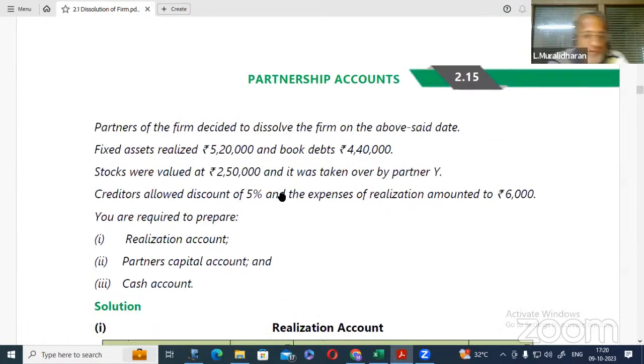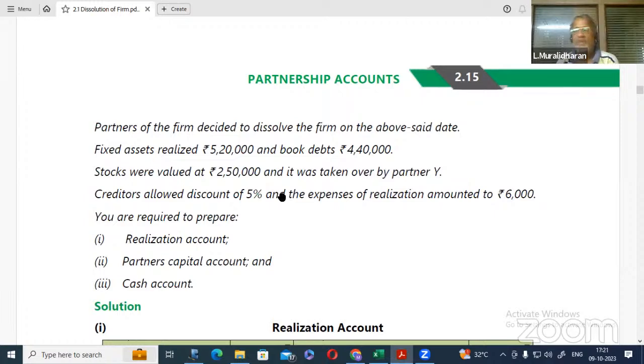The partners of the firm decided to dissolve the firm on the above date. Fixed assets realized 520,000, book debts 440,000, stocks were valued at 250,000, and it was taken over by partner Y. It was not sold but taken over by partner Y. Creditors allowed a discount of 5% and the expenses of realization came to rupees 6,000. So you are required to prepare realization account, partners capital account, and a cash account.